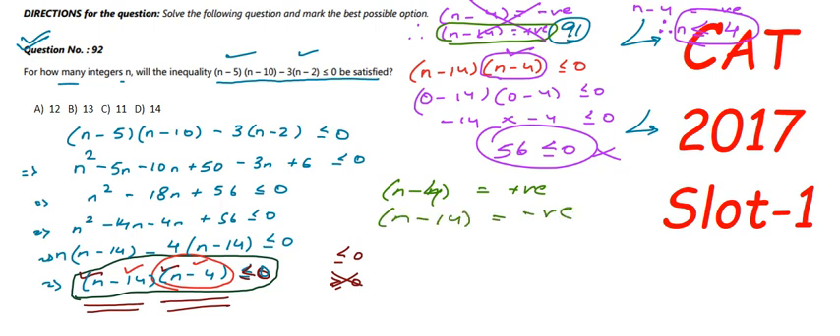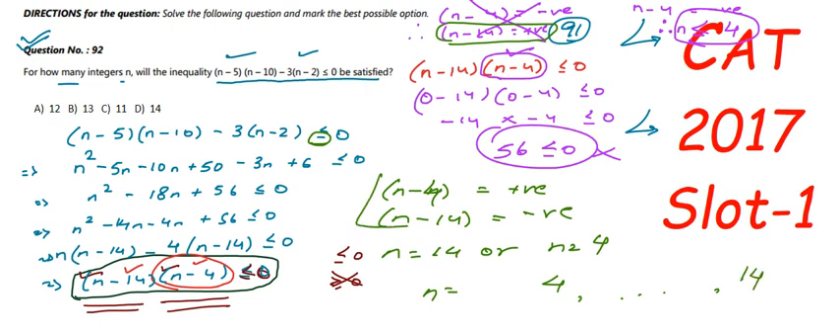In which cases is this possible? Here we have equal to 0 also, so our n can be 14 or n can be 4. So we have got the extreme values of n: n is equal to 4, dot dot dot, till 14. For this condition to be true, we need to take a number which is greater than 4 and less than 14. So here n will be less than 14 and greater than 4.